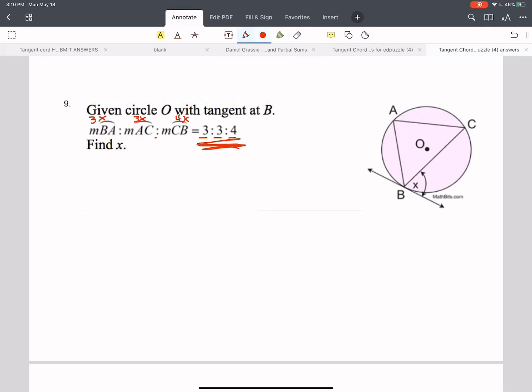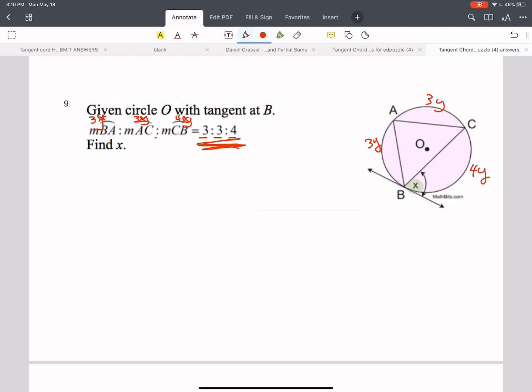So, oh, wait a minute. They have x here. Do you see that they have x? I don't want to use x again. I can't. If it's already in the problem, you're not allowed to. So I'm going to change those to y's, because if you already have x in there, you can't just put it in new, right? So I'm going to go, okay, BA is 3y, AC is 3y, and BC is 4y.